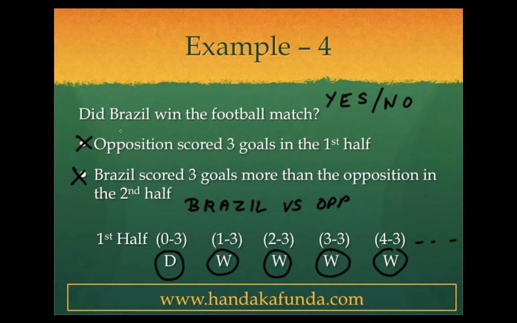So what can you say? Did Brazil win the football match? Well, at best, you can say maybe. Why? Because it is possible that Brazil could have drawn the match. It is possible that it could have won the match. You cannot uniquely answer this particular question of whether Brazil won or not. It could be a yes, it could be a no. And since you cannot uniquely answer, you will mark 4 in this particular case.